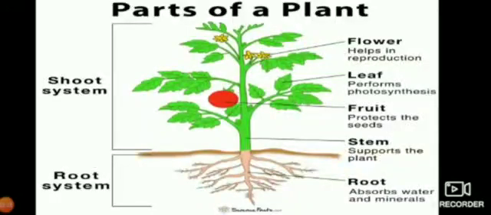Children, we know that our body consists of different parts. Similarly, plants also consist of different parts. Now let us observe the parts of this plant. Now you are seeing here in this picture roots, stem, fruit, leaf, flower. Let me ask you some questions. Children, do you find any plant without roots? Is there any plant without flowers? Or what are the common parts that you observe in all plants?